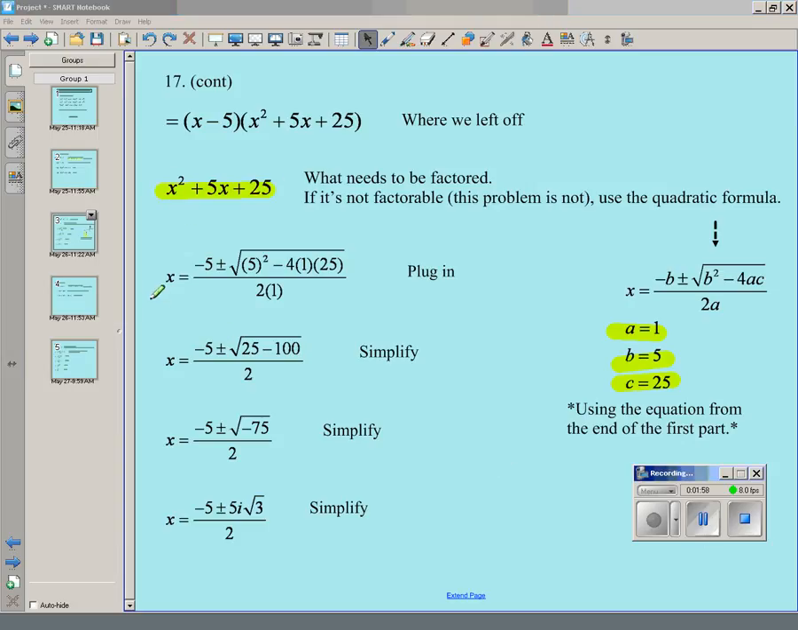First you plug in. You get x equals negative 5 plus or minus the square root of 5 squared minus 4 times 1 times 25 over 2 times 1. Simplifying this, we get x equals negative 5 plus or minus the square root of 25 minus 100 over 2. And then after this, we simplify again and get x equals negative 5 plus or minus the root of negative 75 over 2. X equals negative 5 plus or minus 5i root 3 over 2 is the last answer.